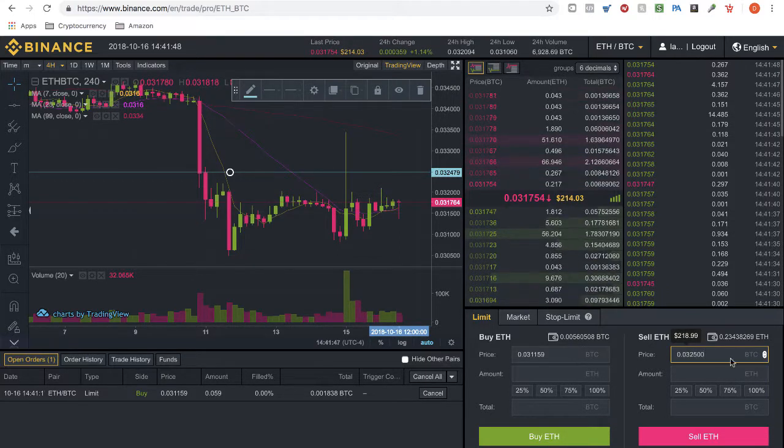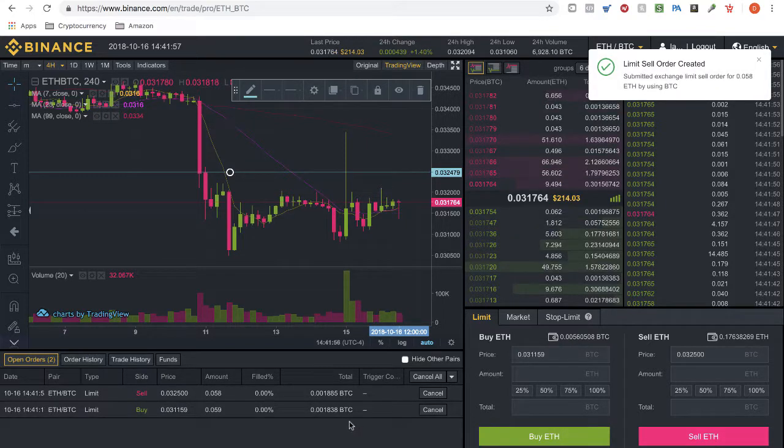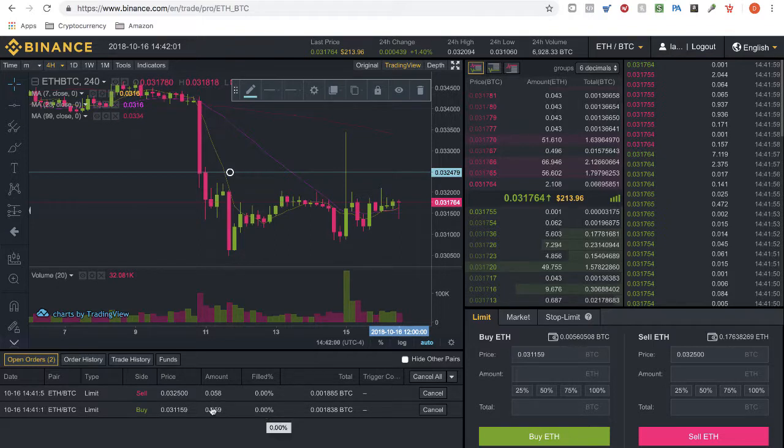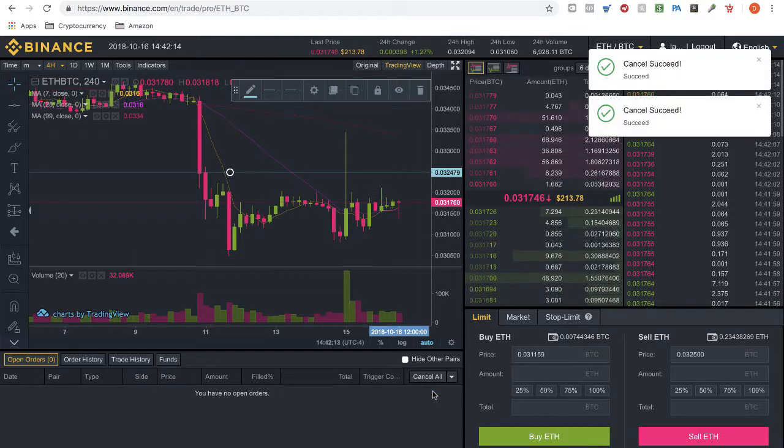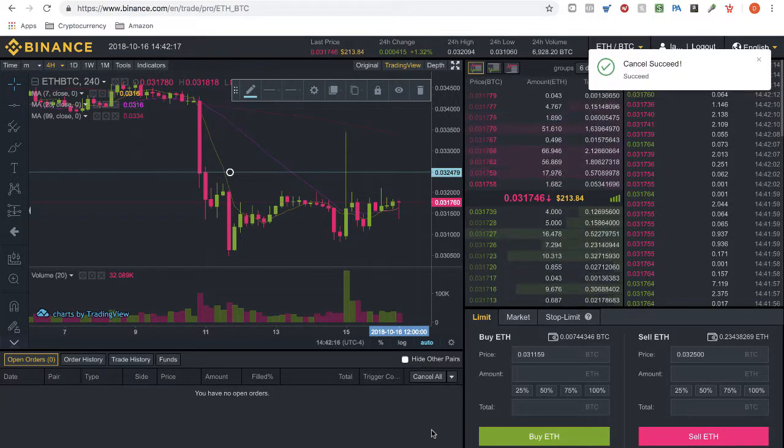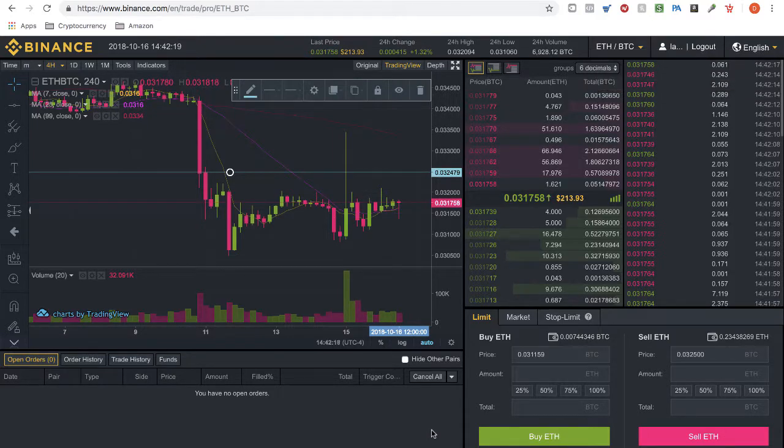0.325. Okay, I want to sell at that price, and I want to set the pending order as of now. Notice it didn't fill, it was just created. So now I have a pending buy and a pending sell, both on Ethereum. If you wanted to get rid of the orders for whatever particular reason, you would simply hit cancel all or cancel each individual trade. And that is how you use a limit order.